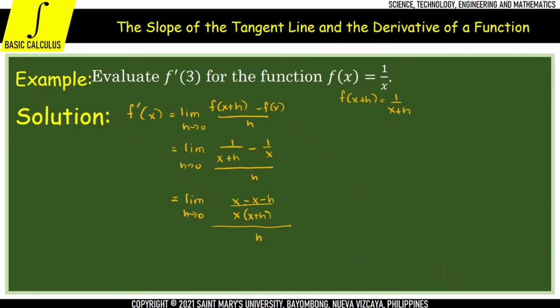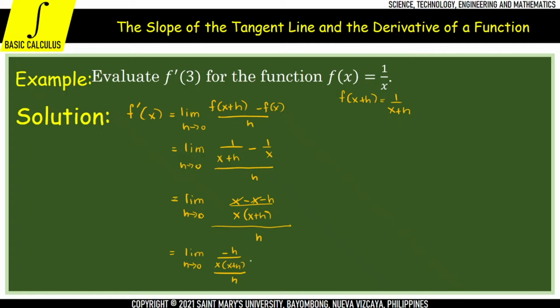We can now simplify the numerator by canceling x and then x. So we are left with the limit of negative h all over x times x plus h, all over h, as h approaches 0. Mas mahaba po yung bar natin between the numerator here and h since this is the main division or main operation, that is division. Ito parang sub-operation lang siya.